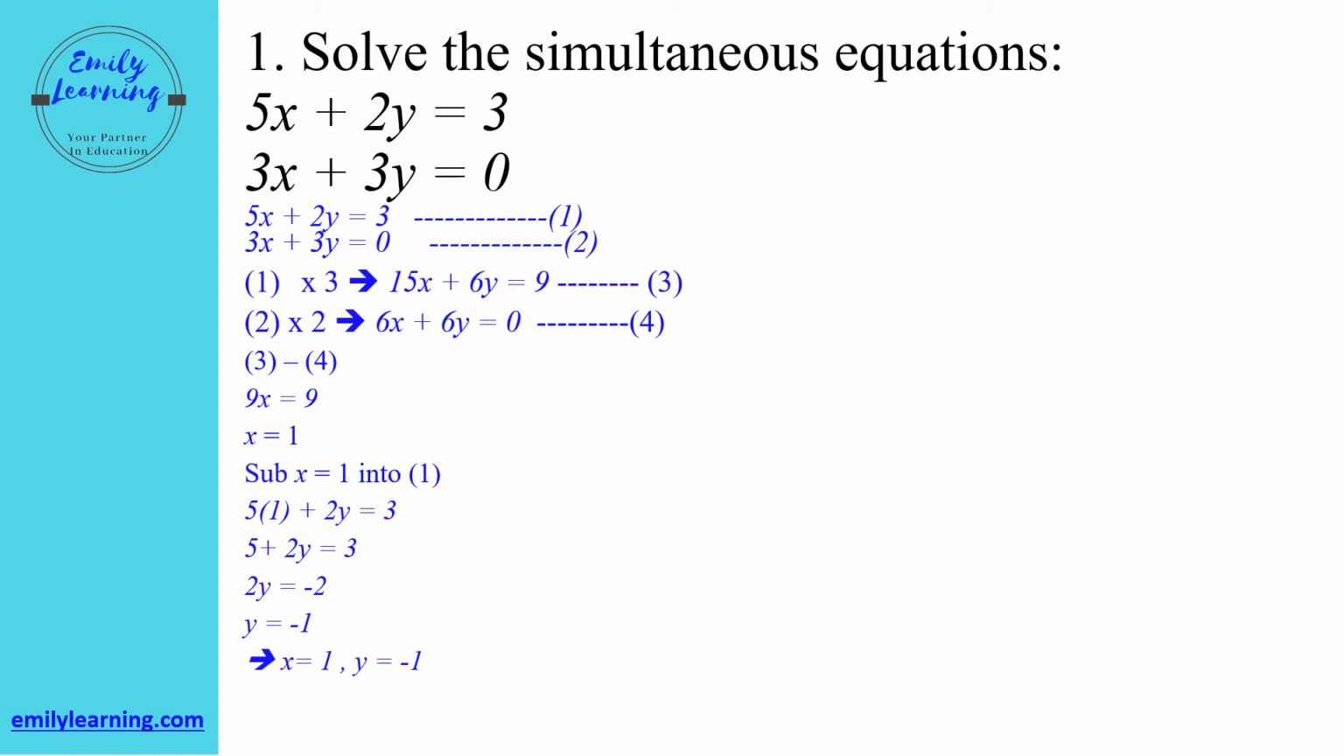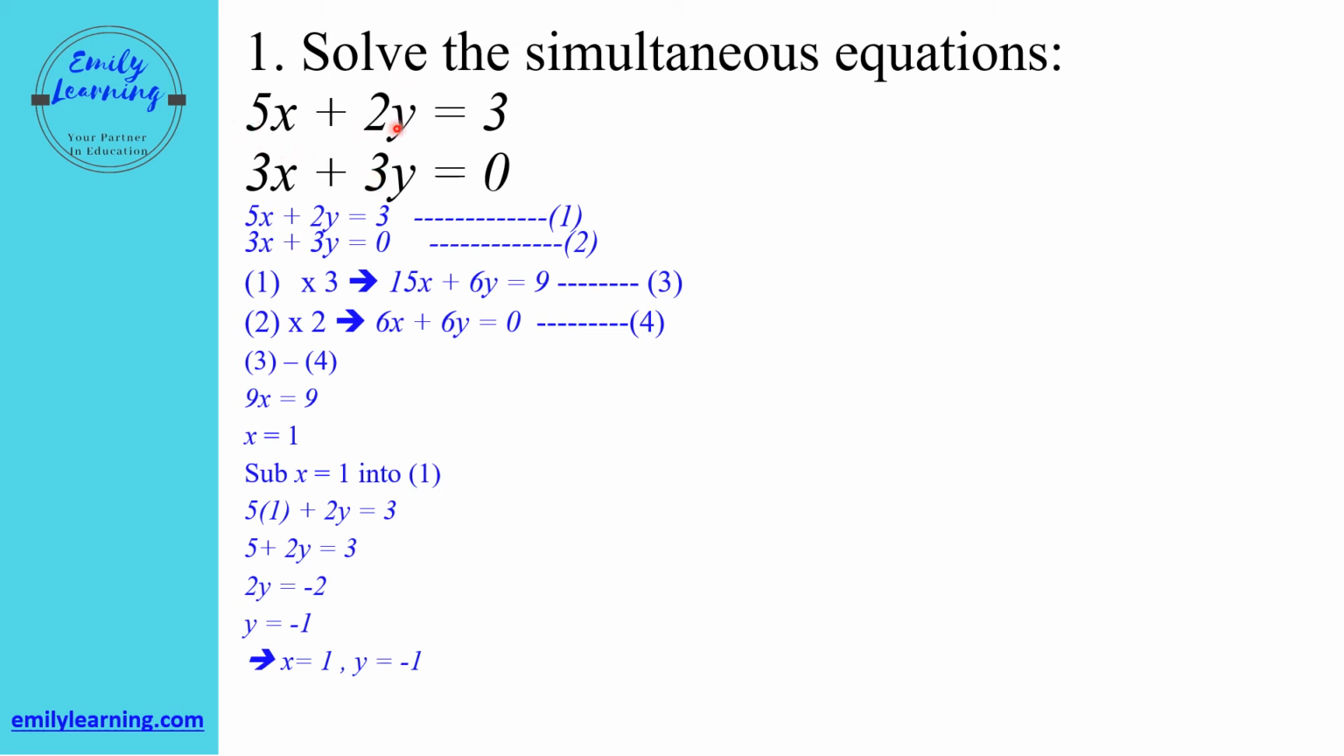So to recap how to solve simultaneous equations by elimination. Step 1, decide which unknown you want to make common. You can choose x or you can choose y. I chose y because y has a smaller coefficient compared to x. Because 2 and 3 is smaller than 5 and 3, right? So it's easier to make this the same.